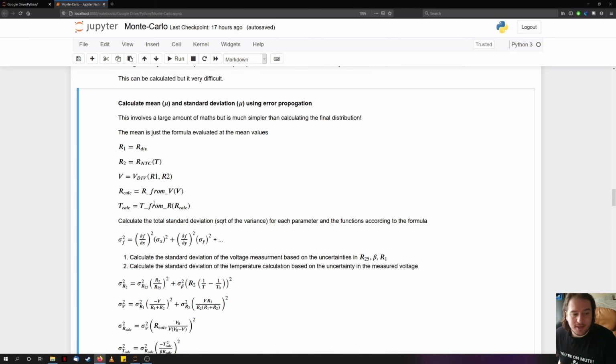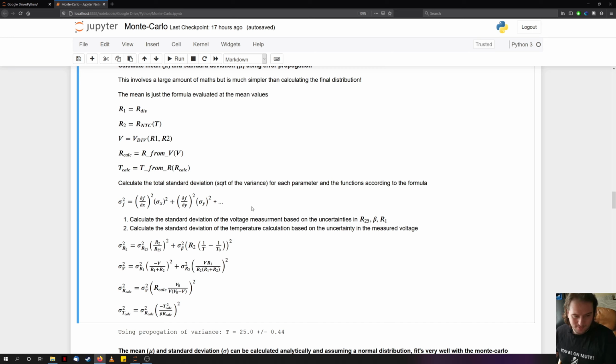To calculate the mean, we just use the formula evaluated at the mean. So we calculate the resistance of the divider, which we know, which gives the resistance of the NTC at a particular temperature, which we can calculate. We then calculate a voltage based on that divider. We then back-calculate what we think the resistance would be and what we think the temperature would be. In this case, we get 25 because we're using the means here. When we back-calculate, we also use this 4.85k and 10k, so we get 25.